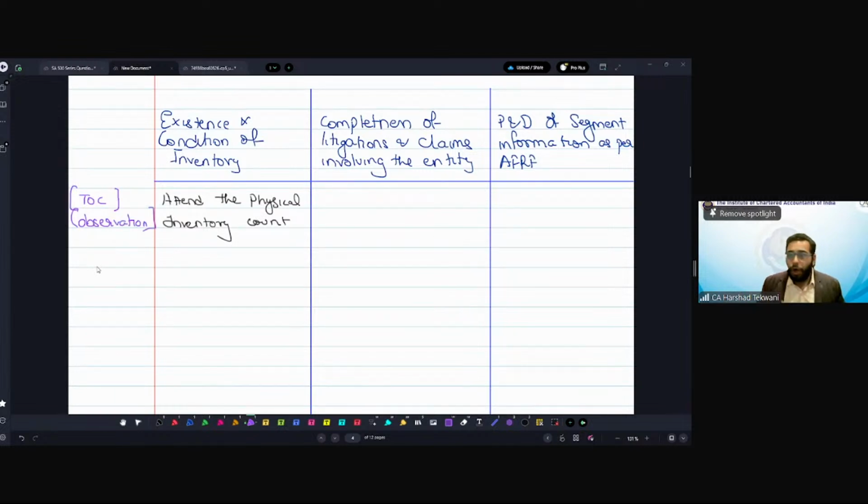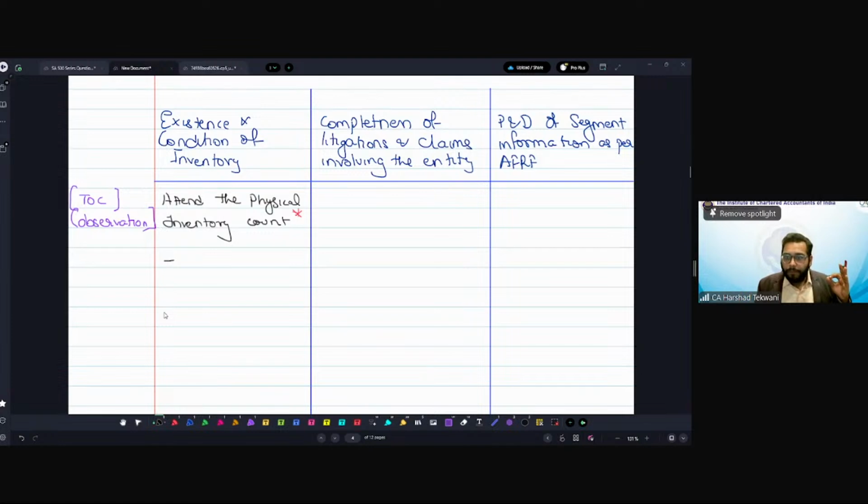The testing method observation that we perform when we are doing the test of controls: testing the control by observing the performance of the control. We will observe how the control is being performed, that is, how the physical inventory count is happening. Over here I'll write a star mark: attend the physical inventory count. I'll star mark it because there are some terms and conditions we will discuss with respect to attending the physical inventory count.